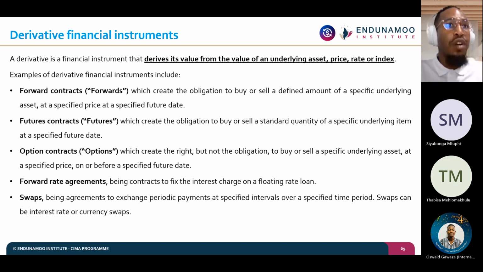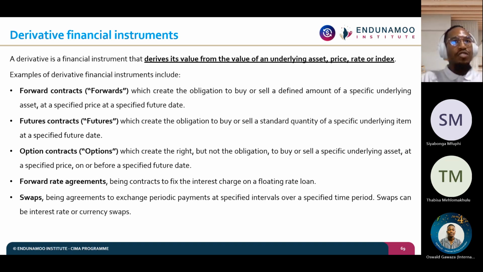On the other hand, you have futures contracts. Futures contracts create the obligation to buy or sell a standard quantity of a specific underlying item at a specified future date. So this is where you would simply say, I'm going to buy a barrel in 3 months' time. That's a futures contract. Here, you have not specified a defined amount or a specific price or anything. You've just specified a standard quantity and you've specified a future date. So you've committed yourself to buying a barrel of diesel in 3 months' time.